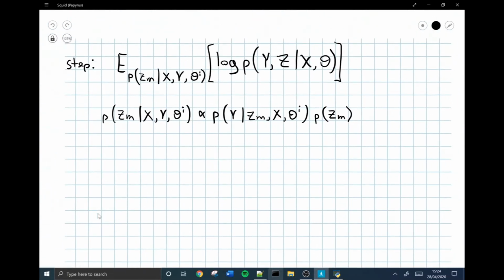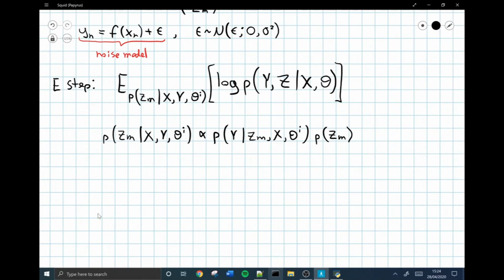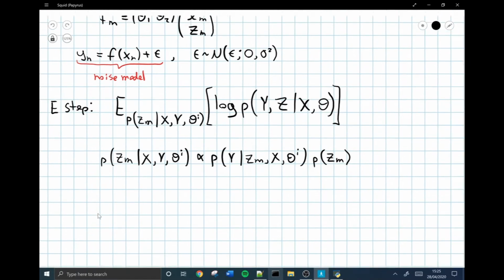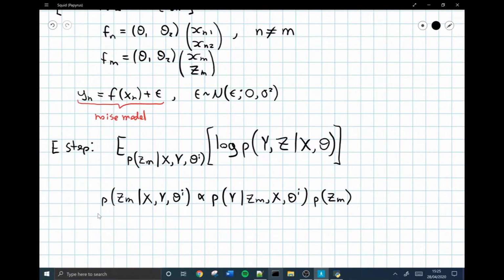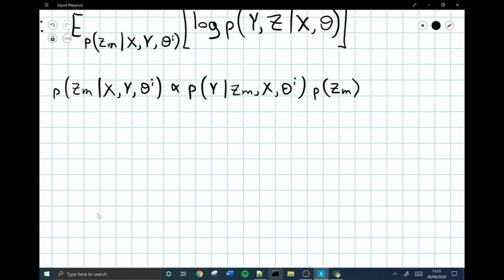Okay, so our likelihood is essentially given by the noise model here. This is the product of capital N different PDFs, but only one of them contains Zm. And that's the only one that we're interested in. So we're going to ignore the others and we'll just say, well, this is proportional to the probability of witnessing Ym given Zm and Xm, still conditional on theta I, and then we have our prior, Zm.